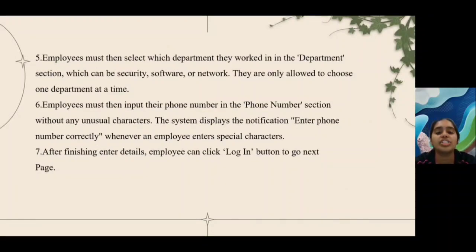Employee must then select which department they worked in the department section, which can be security, software, or network. They are only allowed to choose one department at a time. Employee must then input their phone number in the phone number section without any unusual character. The system displays the notification, enter phone number correctly, whenever an employee enters a specific character.